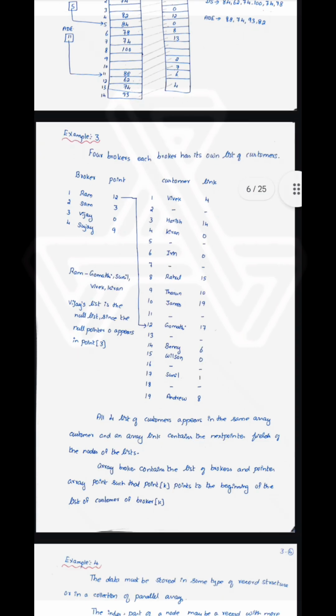Then example 3 is four brokers. Each broker has its own list of customers. Broker pointer to this. Ram's customers are Gomati, Sunil, Vivek, and Kiran.